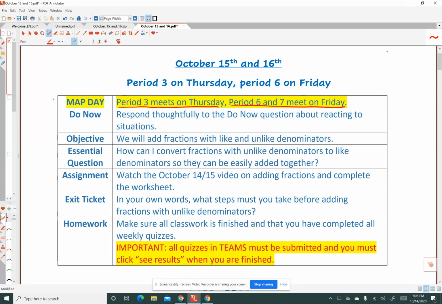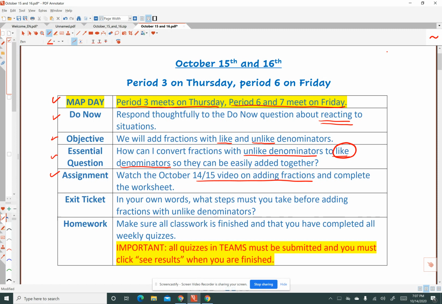First, I want you to respond thoughtfully to the do now question, which is about reactions, reacting to situations. We'll talk about that. Today, we are going to add fractions with like and unlike denominators, a little bit of a review for some of you. Our essential question is, how can I convert fractions with unlike denominators to like denominators so they can be easily added? And we're going to be reminded today that our fractions need to have like denominators in order for us to add them. We'll watch the video on adding fractions and we will complete the worksheet.